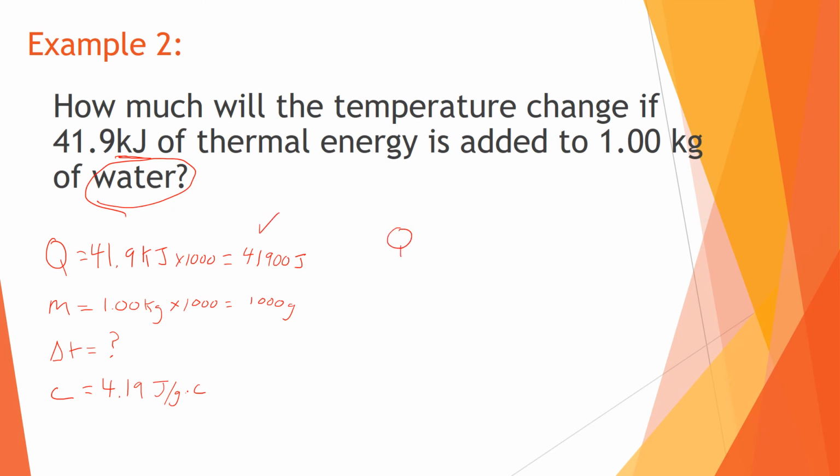Okay, next we have to look at my formula. Q equals mc delta T. I cannot use the formula this way because what I need to do is solve for delta T. So how do I get delta T all by itself? Well, I divide by mass and I divide by specific heat capacity, because I'm multiplying. That'll get rid of those there, and I have to do the same thing here. So delta T is equal to Q divided by MC. Okay, so next I substitute in my values.